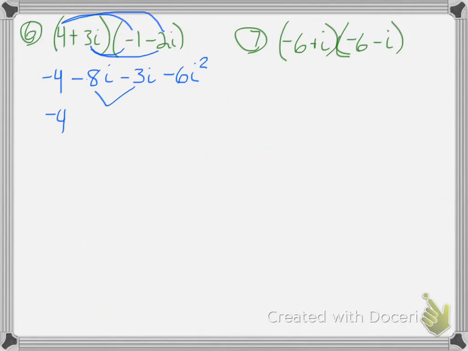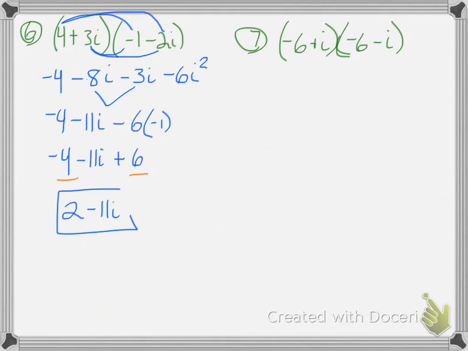These two are going to combine to be negative 11i, and what happens with that one, it doesn't combine with the other i's because it's i squared. I'm going to multiply that with negative 1, so I have negative 4 minus 11i, this becomes plus 6, and now I can combine my like terms together. Negative 4 and positive 6 becomes positive 2 and minus 11i.